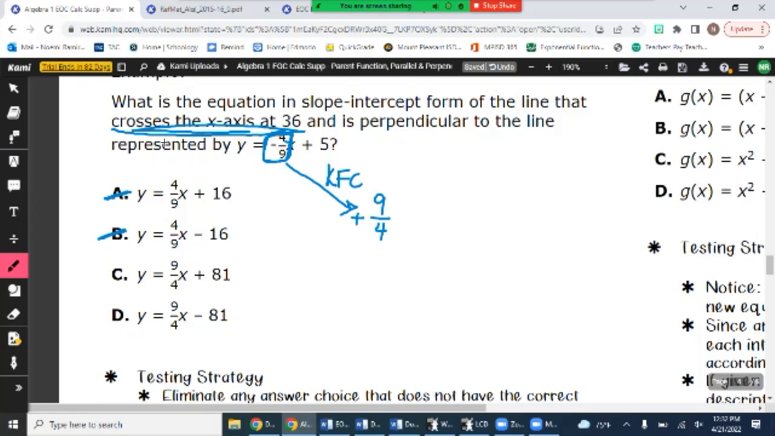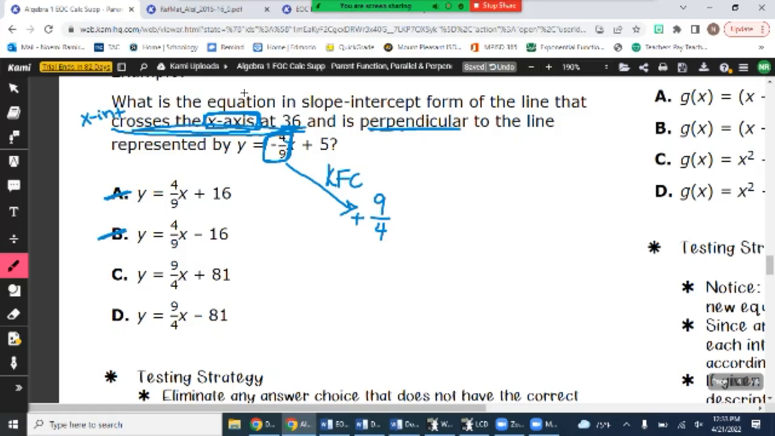Now, any point or any line that crosses, regardless if it's a parabola or not, if it crosses the x-axis, what type of point is at 36? And what type of point are you describing? There's a specific name for it. Ooh. The x-intercept. Thank you. The x-intercept. The key word here in this whole word problem is perpendicular, but this is not describing perpendicular. This is describing an x-intercept.